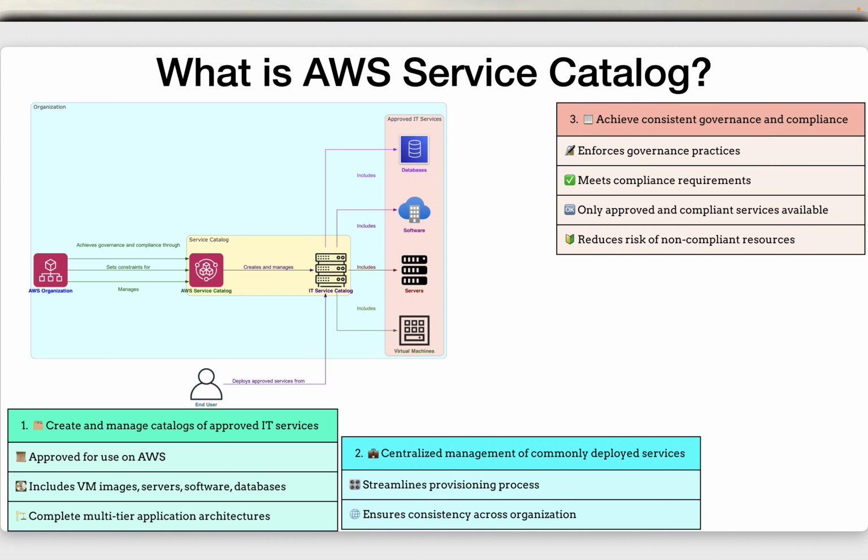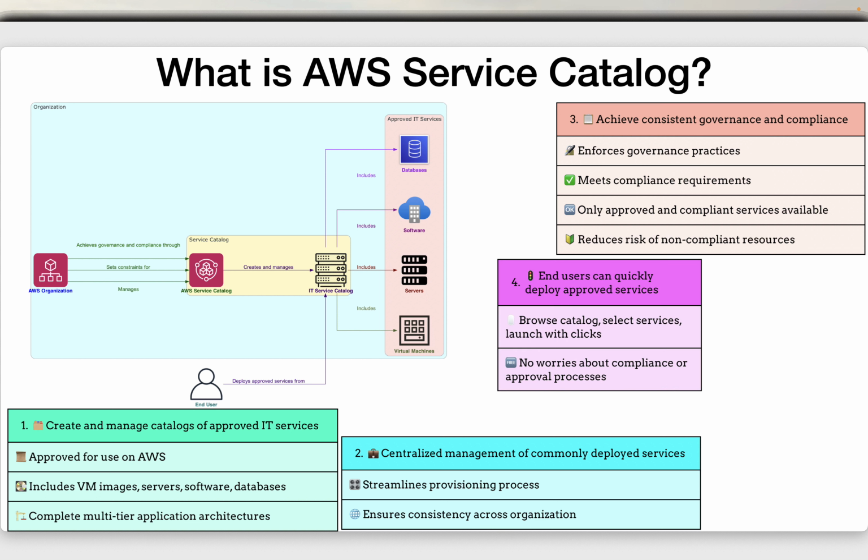By using Service Catalog, organizations can enforce consistent governance practices and meet compliance requirements. The catalog ensures that only approved and compliant services are available for deployment, reducing the risk of non-compliant resources being provisioned. Service Catalog empowers end users to quickly deploy the IT services that they need without having to worry about compliance or approval processes. Users can easily browse the catalog, select the desired services, and launch them with just a few clicks.